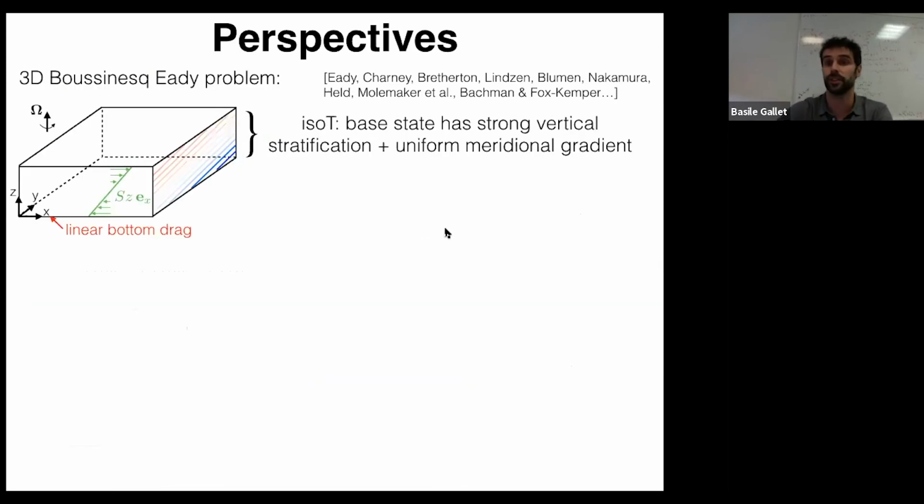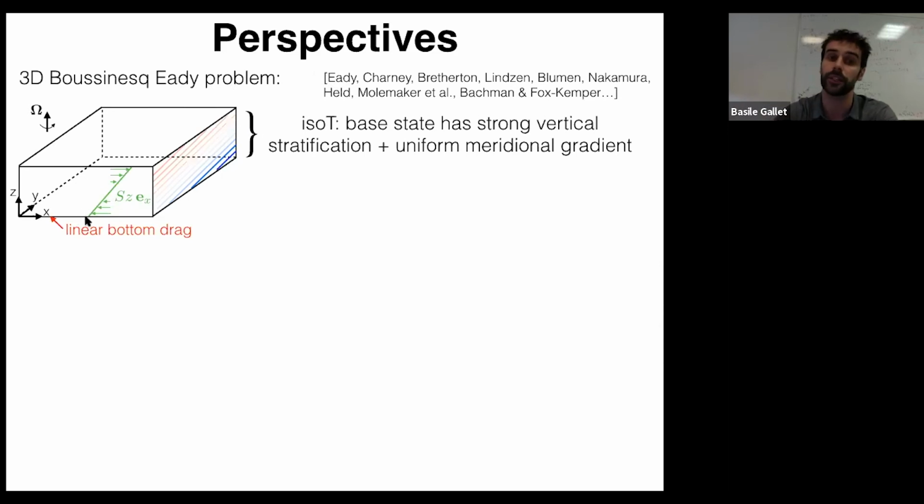And I'll just end with a few perspectives. Of course, you may wonder, these 2D models are nice, but surely real flows are more complicated. The goal now is to include as many ingredients as possible to move towards a useful parameterization for a 3D climate model. So we're now trying to include 3-dimensionality, which means moving from the 2-layer QG model to a 3D Eady problem, introduced by Eady during his PhD, with many people working on that problem. And the idea now is that you have a 3D flow.